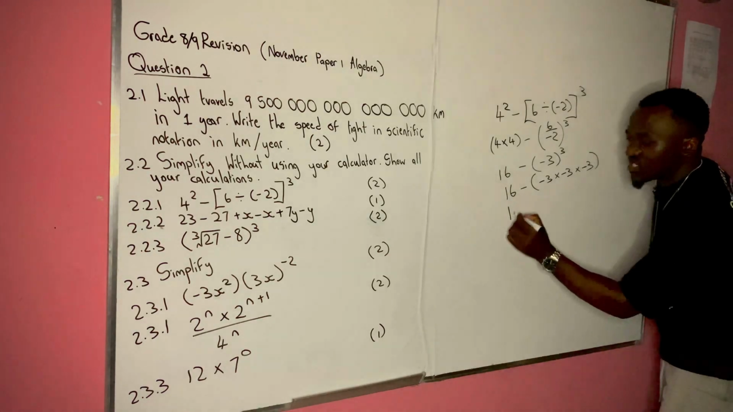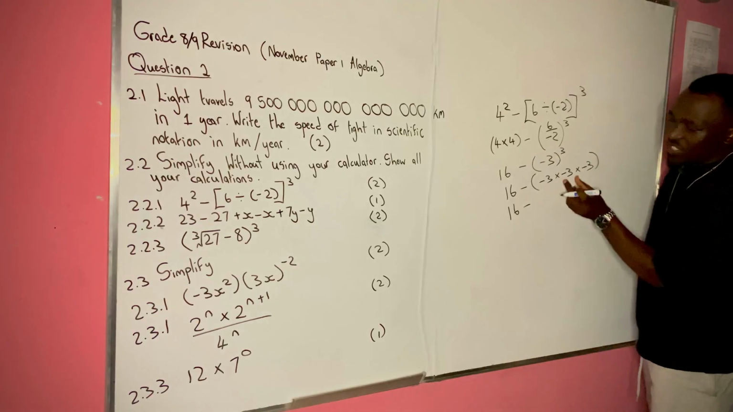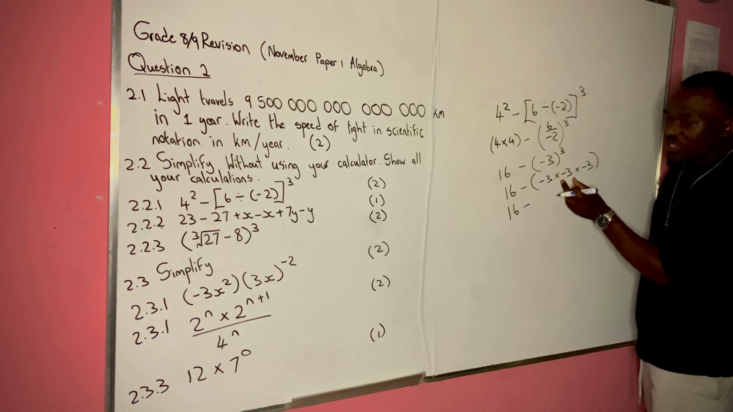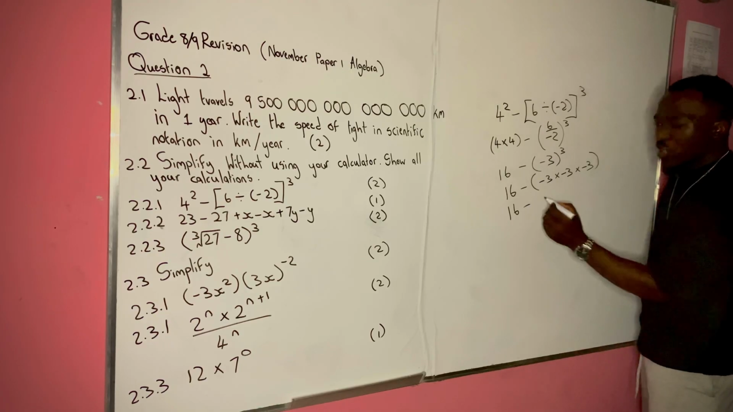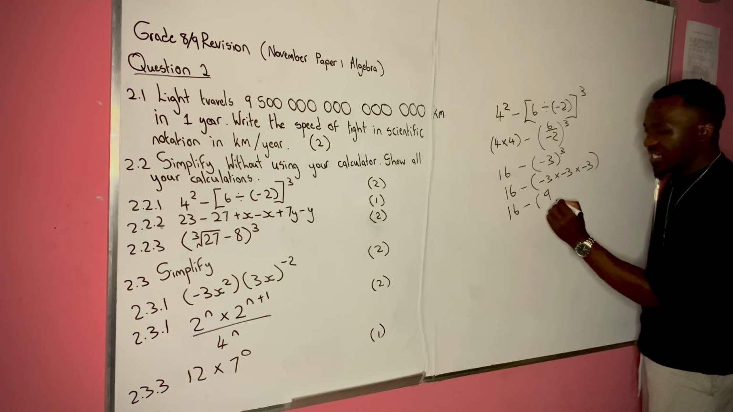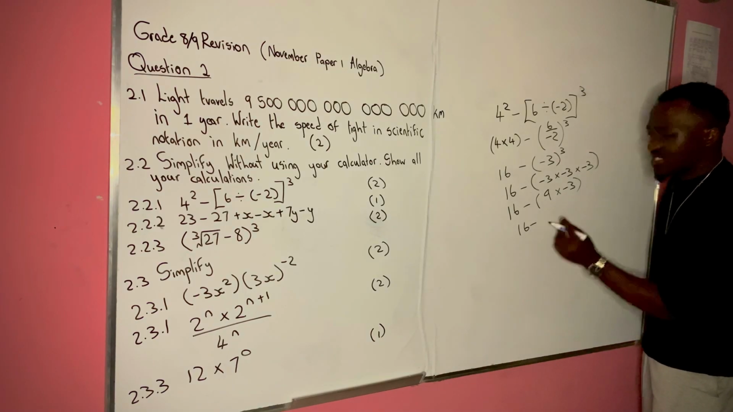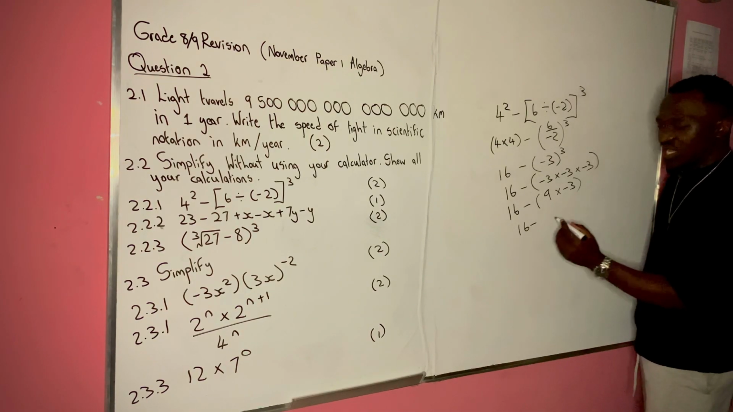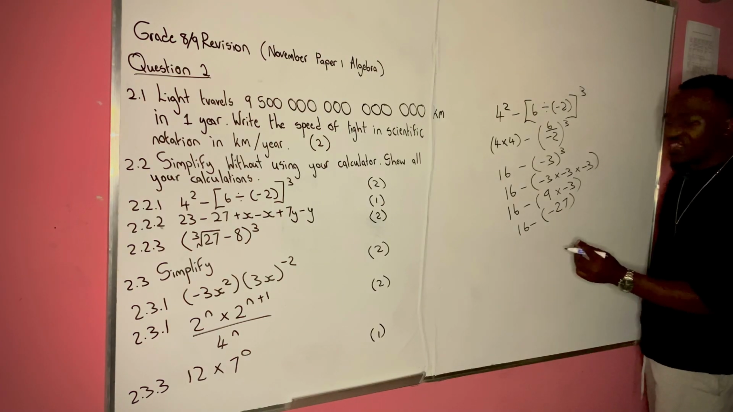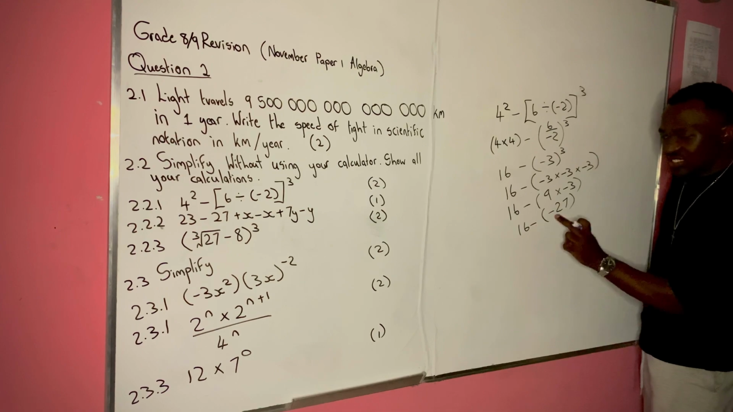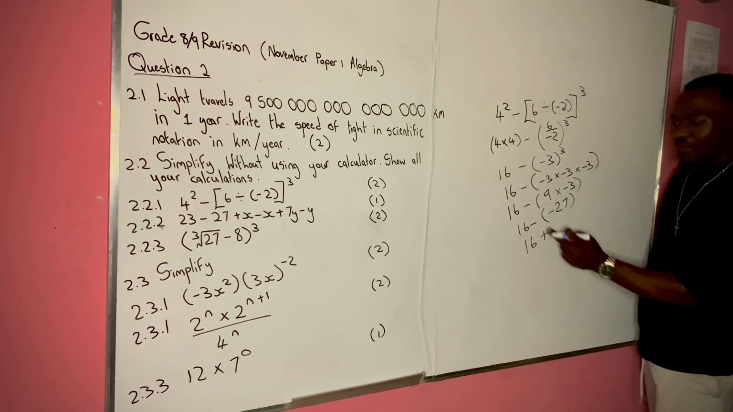So now we have 16 here, which is minus. Then we have negative 3 multiplied by negative 3, which is going to be positive 9. And then from positive 9, obviously this is just going to be 9 multiplied by minus 3. Then 16 minus 9 multiplied by negative 3 is simply going to be negative 27. Then obviously minus times minus, we get 16 plus.